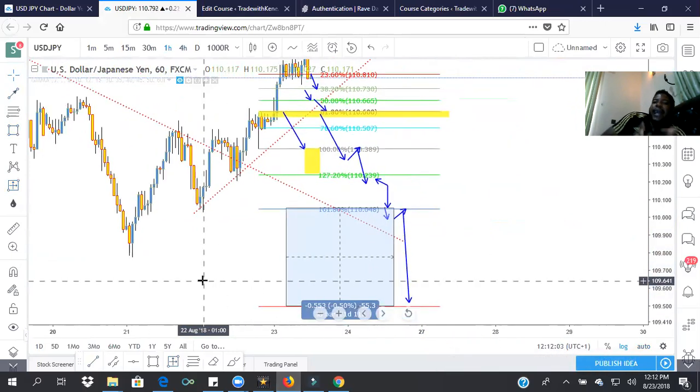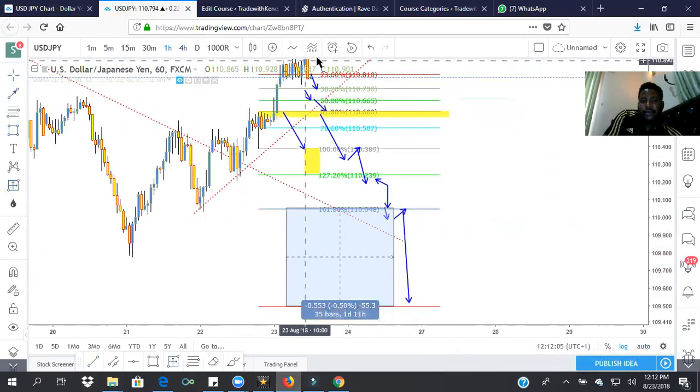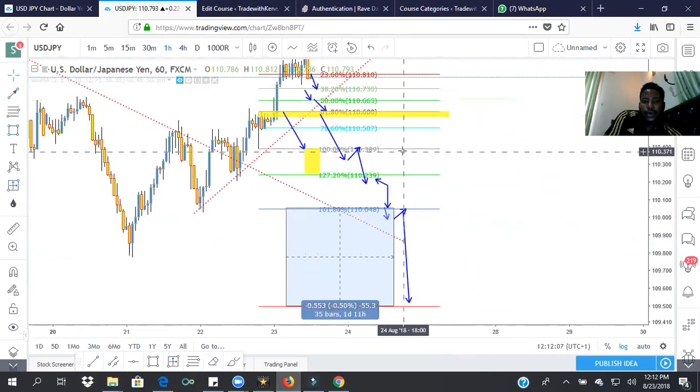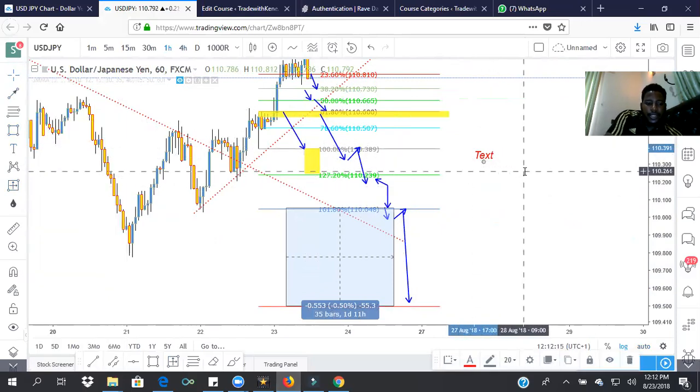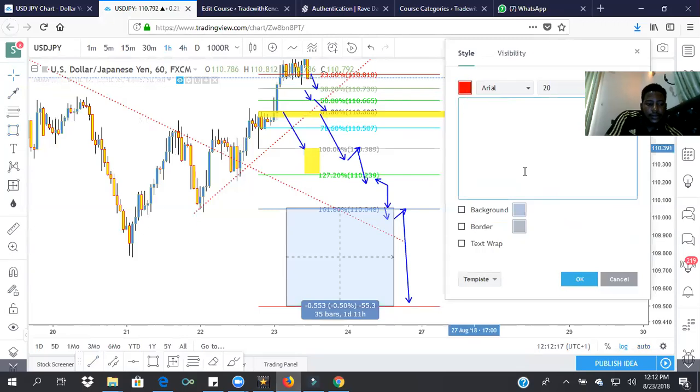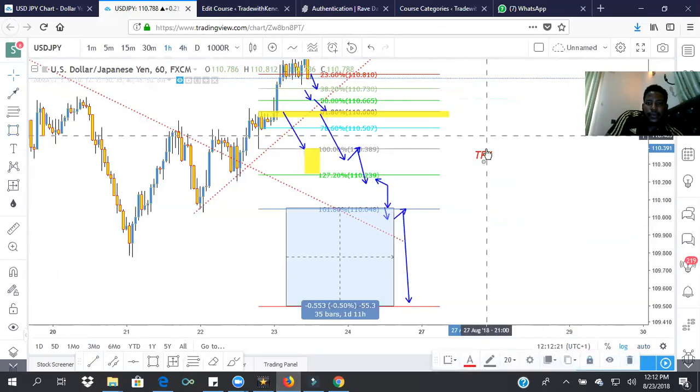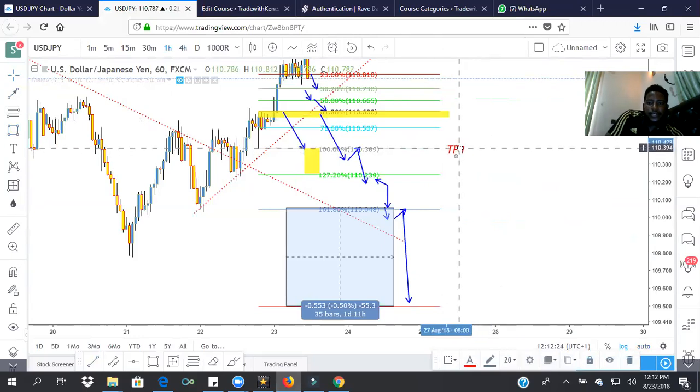So the idea behind this is simple, okay? A break of 61.8 takes the market all the way to 100. In this case, I always say that this zone is your take profit one, okay? So you have TP1. This is where you'll be looking to take your first take profit.